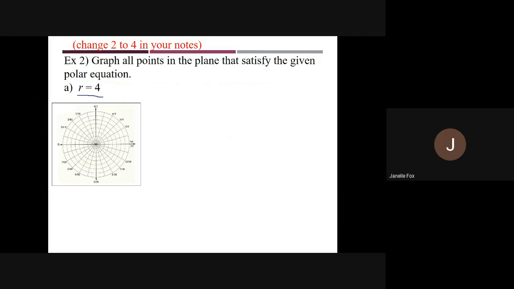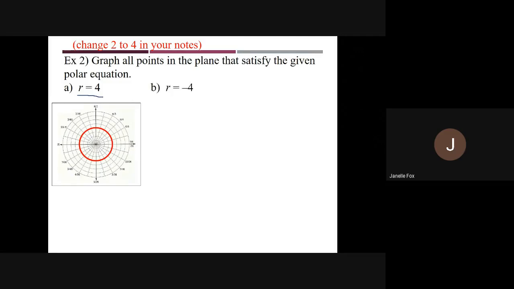Oh, the angles. No joke. We're going to take it 4 steps at all the angles, right? Pretty amazing. And what that creates is a circle that has a radius of 4 and its center is at the origin. Super fancy.